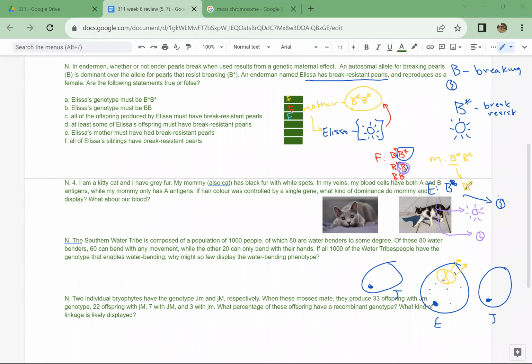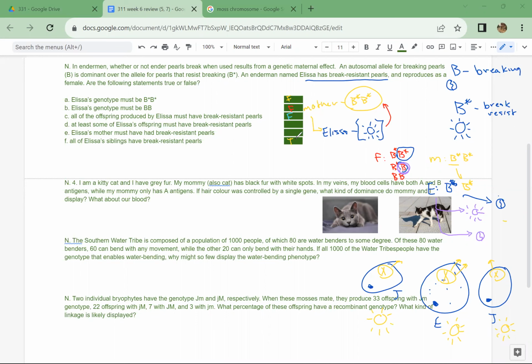But once again, because they all share a mother, and this gene is subject to the genetic maternal effect, it is their mother's genotype that is being used by their cells to produce whatever stuff, in this case, whether or not their ender pearls break when thrown. So because Elisa is break resistant due to her mother's genotype, Jeffrey was also break resistant due to his mother's genotype, and Josuke was also break resistant due to his mother's genotype. They all share a mother, and therefore they all share the phenotype that comes from the mother's genotype. So all of Elisa's siblings must have break-resistant pearls.